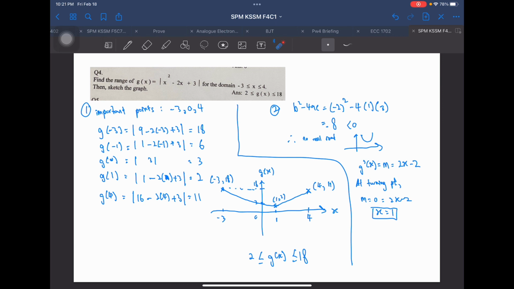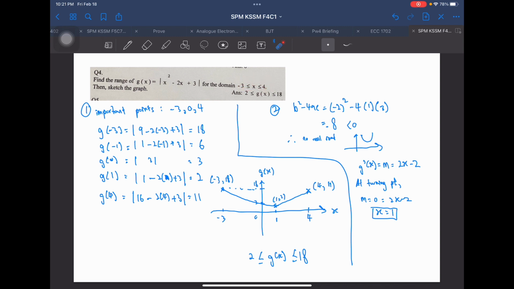Today we are going to do 5 KBAT questions about functions. So here is the first question. Find the range of g(x) equals the absolute value of x squared minus 2x plus 3 for the domain minus 3 less than or equal to x less than or equal to 4.